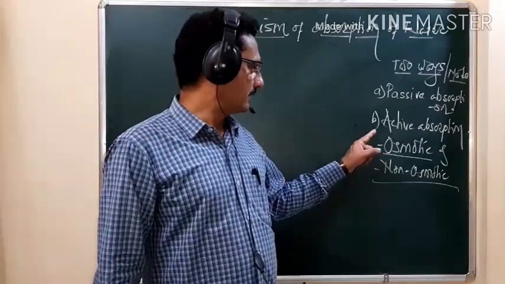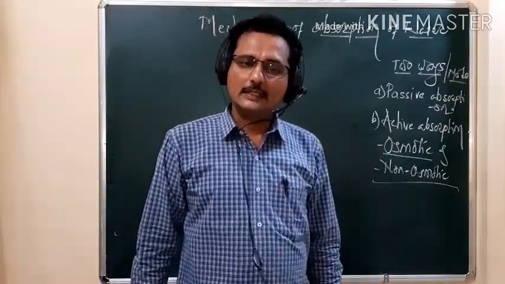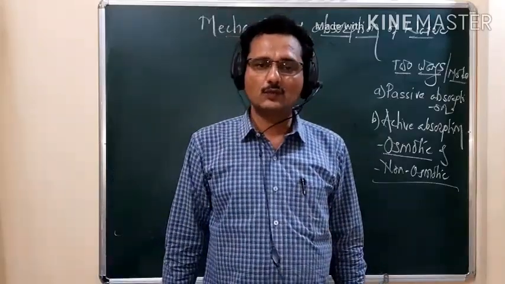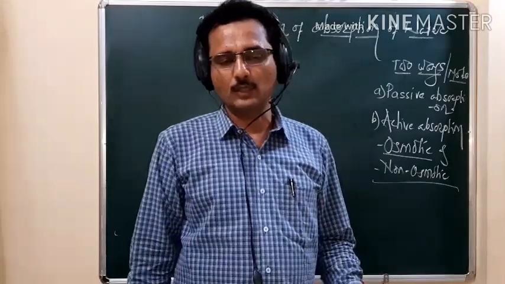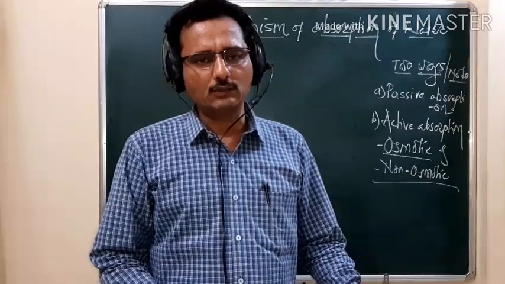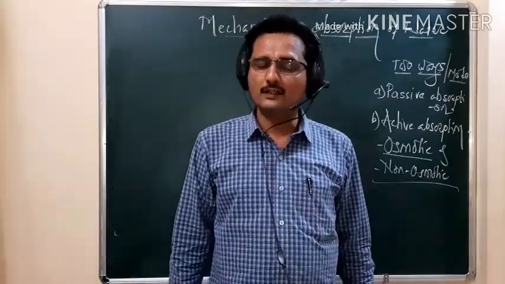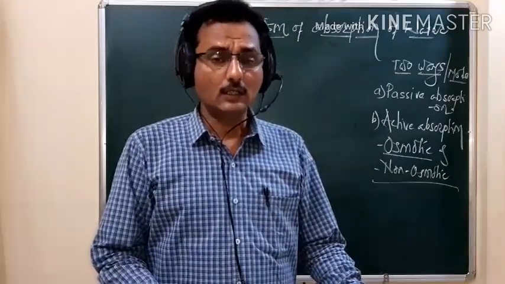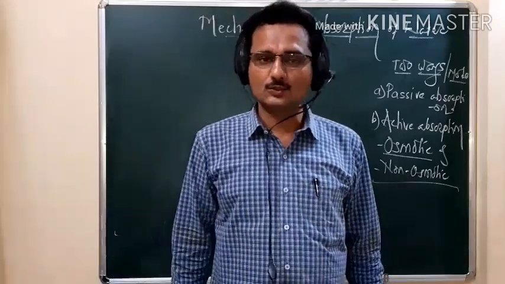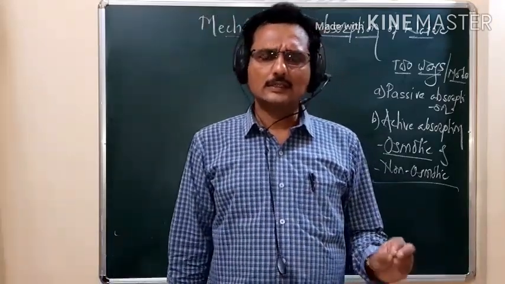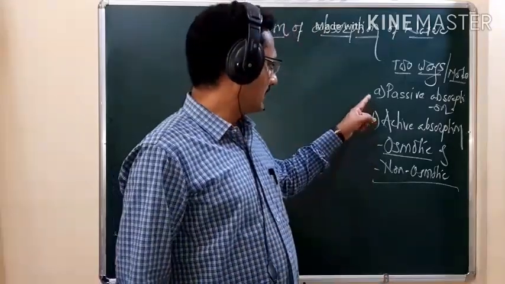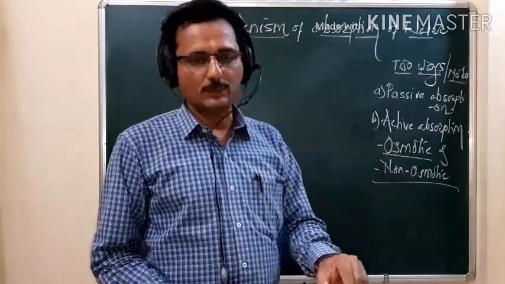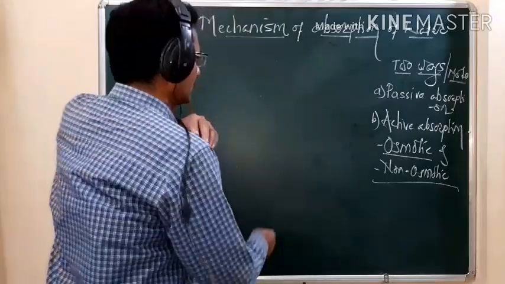In active absorption, there is an expenditure of energy, in the sense there is utilization of energy in the form of an ATP molecule. So automatically, in active absorption, the living cell, or the living activity of the cell, is most important. Remember, this is the main difference between passive absorption and active absorption. So let's see passive absorption first.